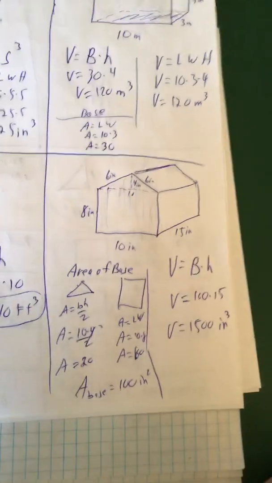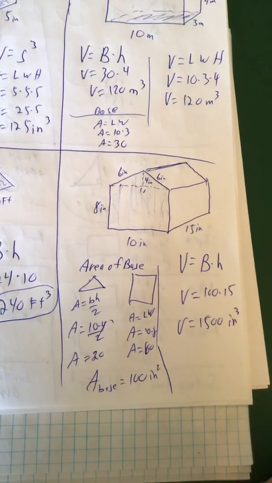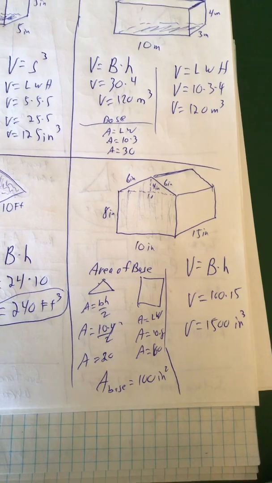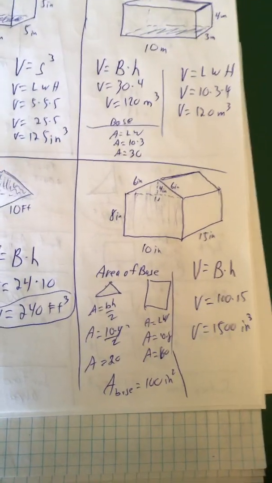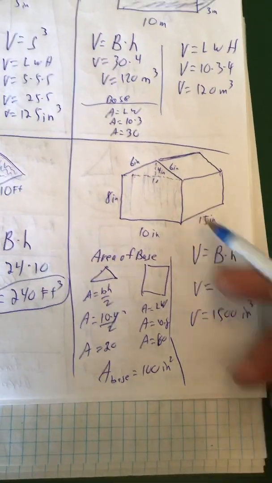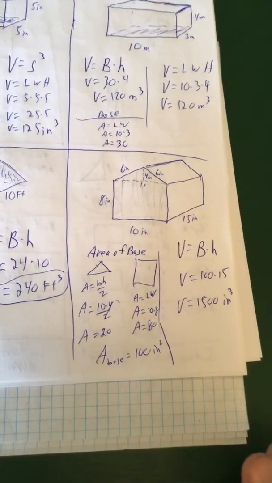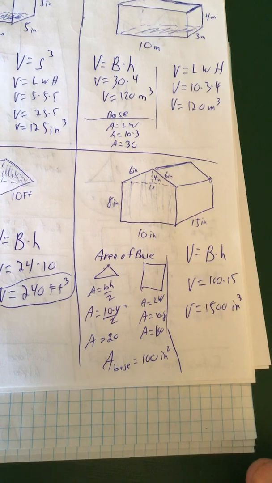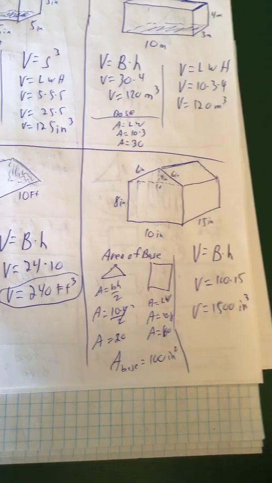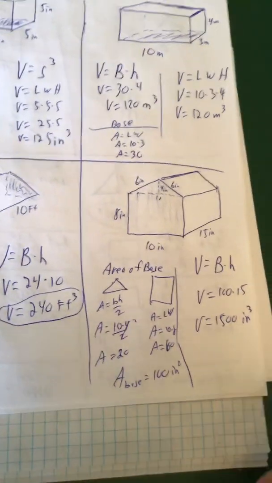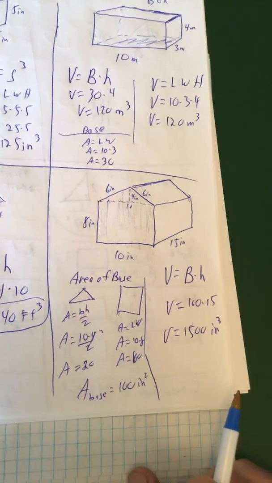So that's how you find volume when the top is exactly the same as the bottom, area of the base times height. And that's all we're going to deal with in 7th grade. In 8th grade, you'll learn how to do pyramids and cones. But we're not going to worry about that in 7th grade, all right?